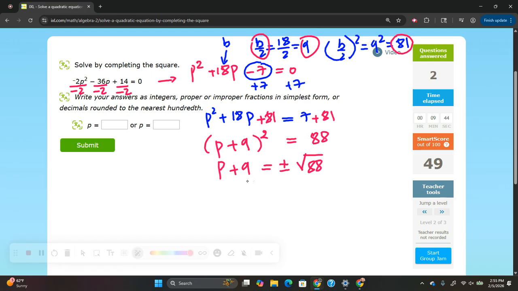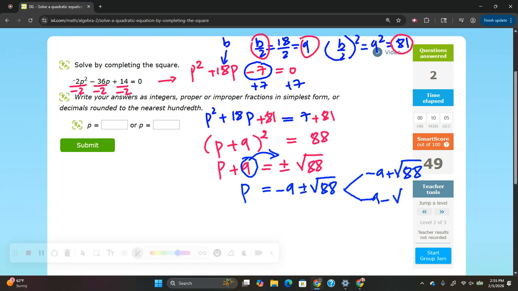I'm almost done. If I want to solve, I don't want the 9 here, so I move it to the right side. It becomes negative 9. So p equals negative 9 plus or minus the square root of 88. Two answers: one with the plus square root of 88 and one with the minus square root of 88.